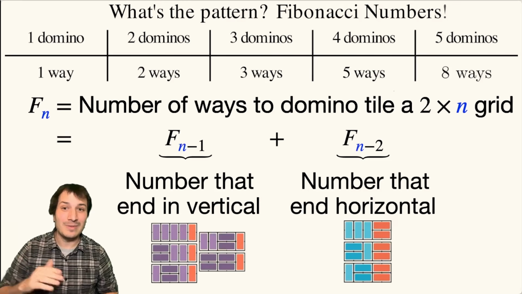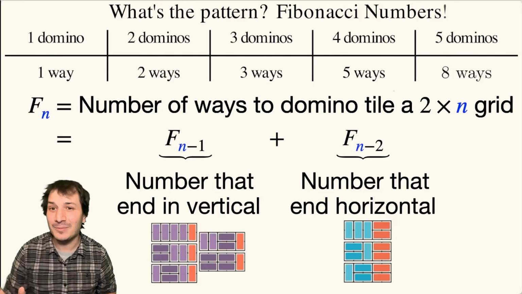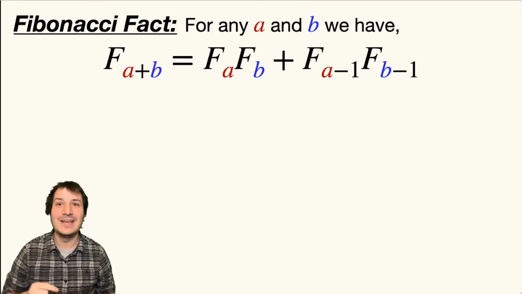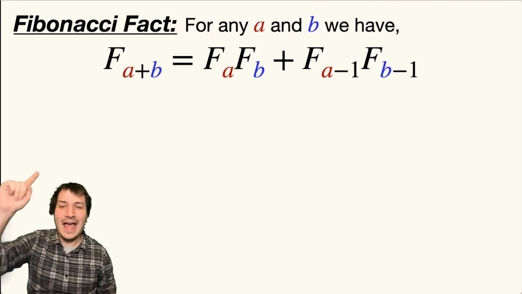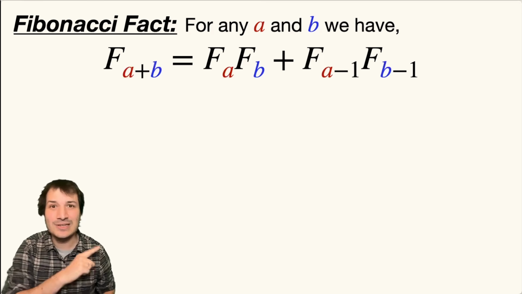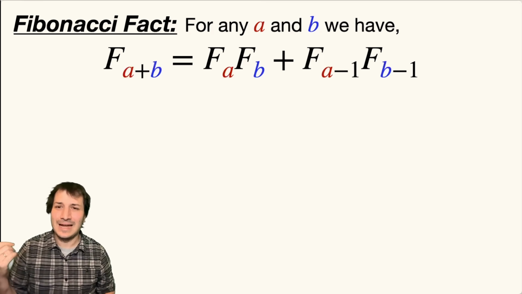You could start with a problem that is only about Fibonacci numbers, does not mention domino tilings anywhere in the problem, but is actually solved by using domino tilings. I'll give you an example of this. Fibonacci fact. For any a and b, we have the identity that Fa plus b, the a plus bth Fibonacci number, equals this crazy product. It's Fa times Fb plus Fa minus 1 times Fb minus 1.